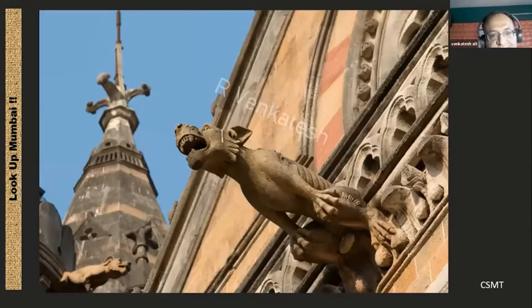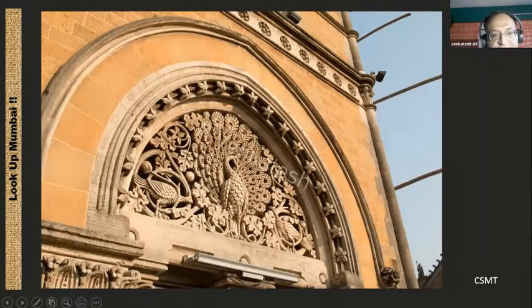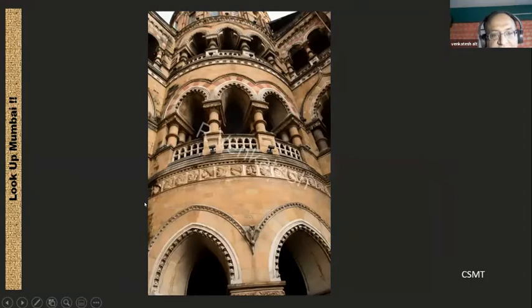Then, of course, we've got gargoyles, spouts, and very typical early medieval Gothic. Then we have Indian elements, like peacocks and peahens and so on. Okay, this is very important. The next one I want to explain a little more. This is again the natives, the natives of Bombay. You have different faces with different headgear depicted here.